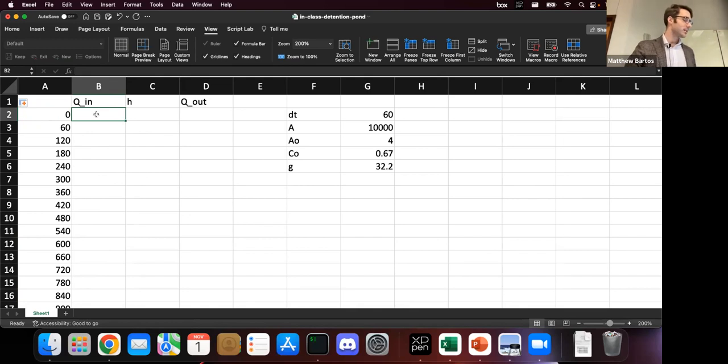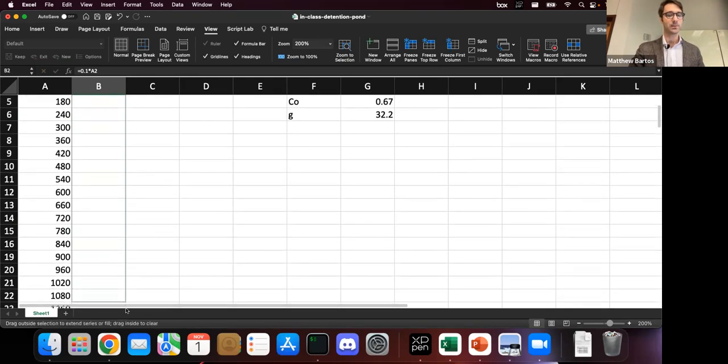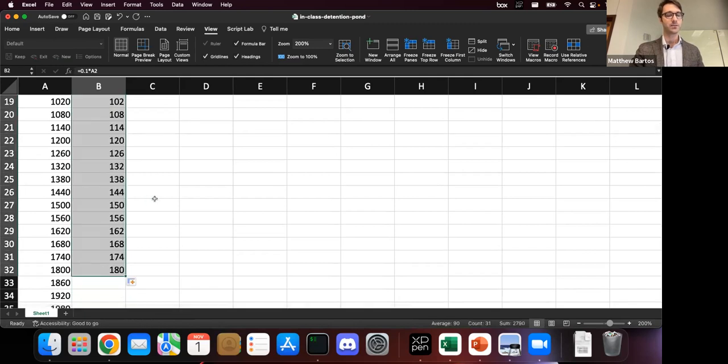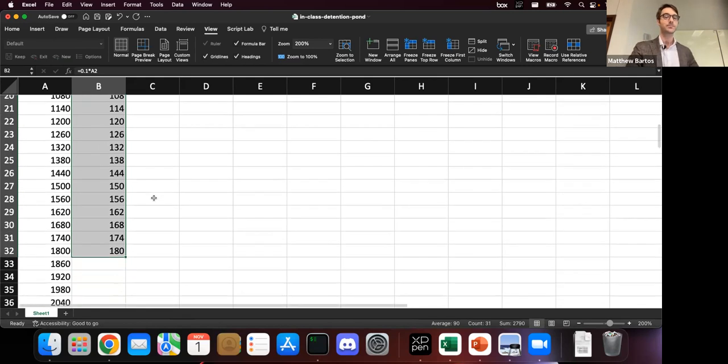So for Q in, from 0 to 1,800 seconds, we're going to have 0.1 times T is our inflow hydrograph. So I'm going to take this and I'm going to drag it down to 1,800. So this defines our inflow to the basin. So you can see that it goes up to about 180 cubic feet per second.